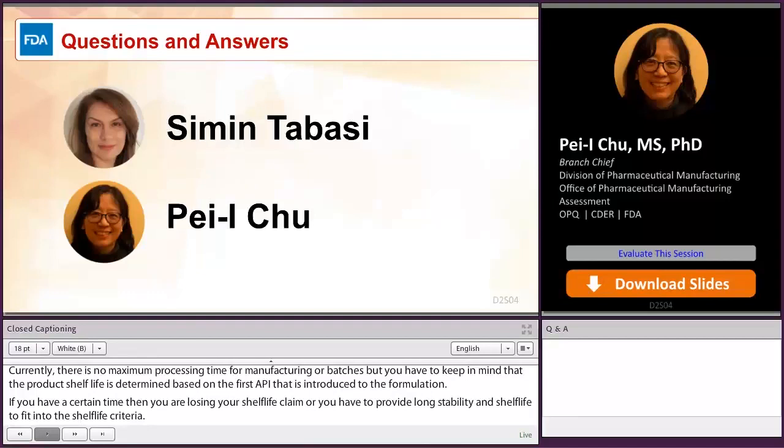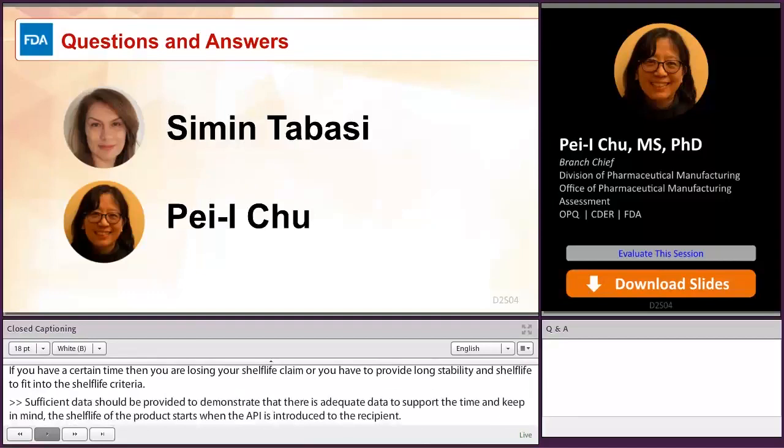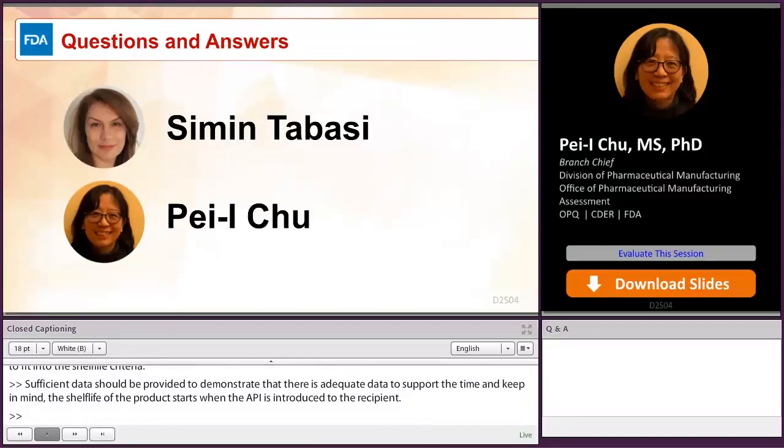Okay, great. Another question for you. Sufficient data should be provided to support the whole hold time. What principle does FDA usually use to decide to evaluate CPP data? Also keep in mind that the shelf life of the product starts when the API is introduced to your excipient.